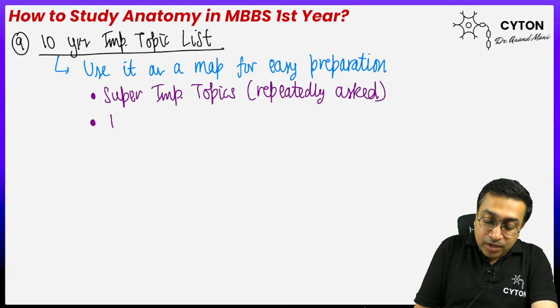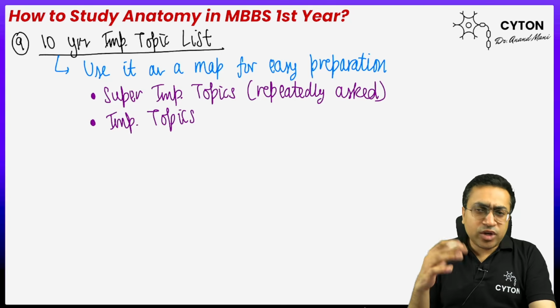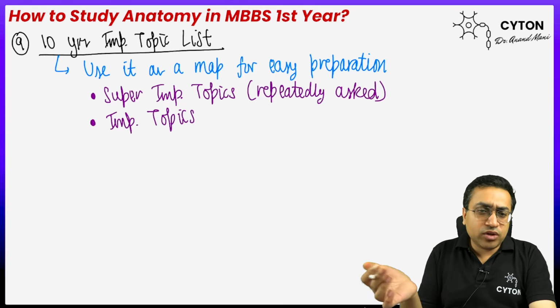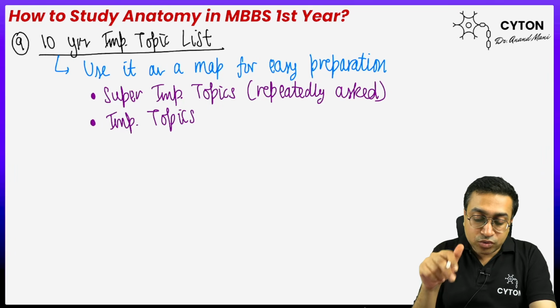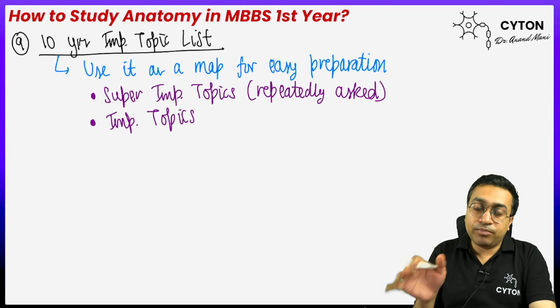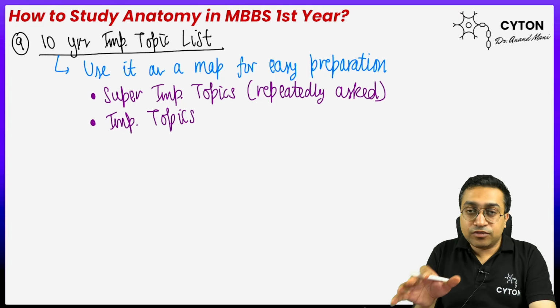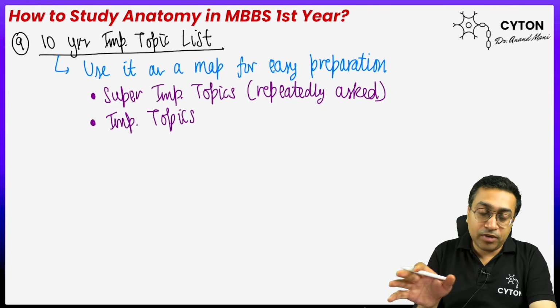Then there are important topics, so that means those are also important, but you can do them later. You may or may not get a question from those. So first do the super important topics, then you touch upon the important topics, and the earlier you make the list yourself, the earlier you will get better marks in all the exams.